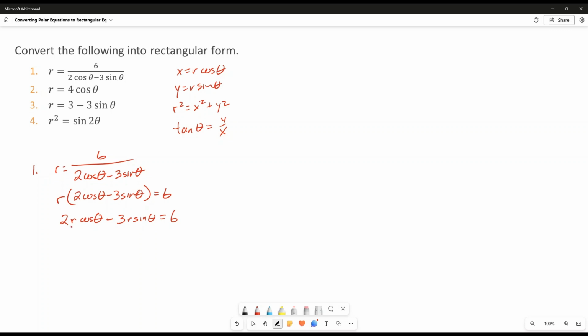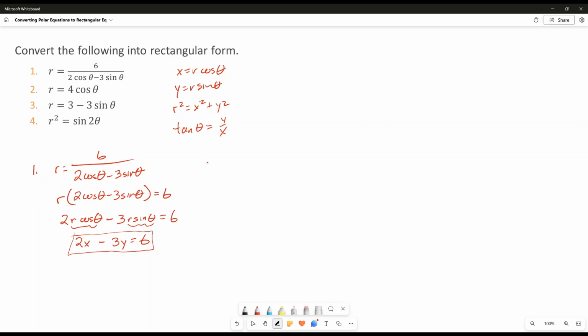And so hopefully now you can see we have the r cosine and we have the r sine. We can replace those with x and y. And so I'm going to have 2x minus 3y is equal to 6. And for now, I'll just leave that there. That is converted to a rectangular equation. If I really wanted to, we could try and solve it for y, but it doesn't matter. We don't need to do that right now. That's just an algebra process.